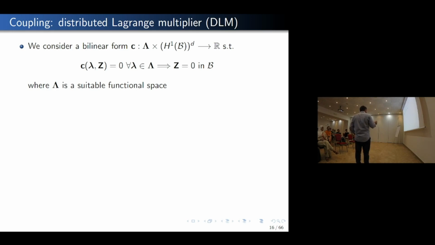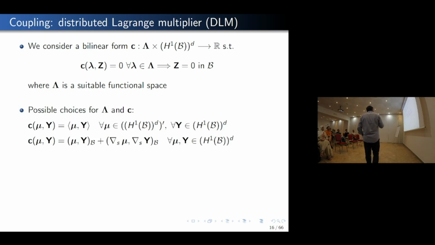The defining condition of this bilinear form C is that C applied to lambda and z equal to 0 for all lambda in capital Lambda implies that z is equal to 0 in B. We have two possible choices for Lambda and C. We can take Lambda to be the dual space of H1(B)^d, and hence C is the duality pairing. Or alternatively, we can choose Lambda to be again H1(B)^d, and C is simply the scalar product in H1 of B^d.